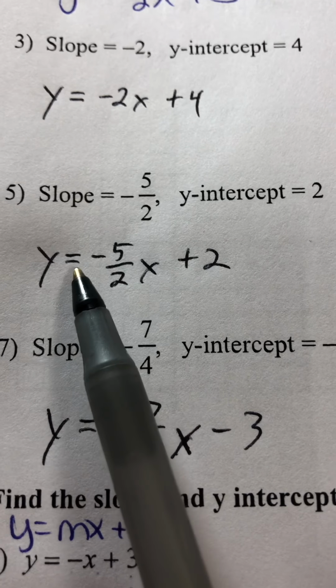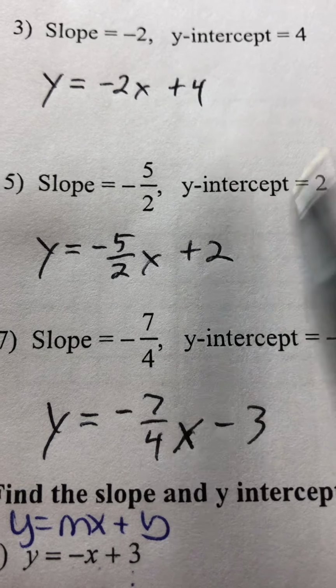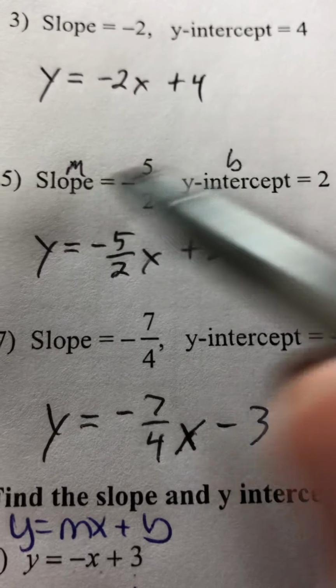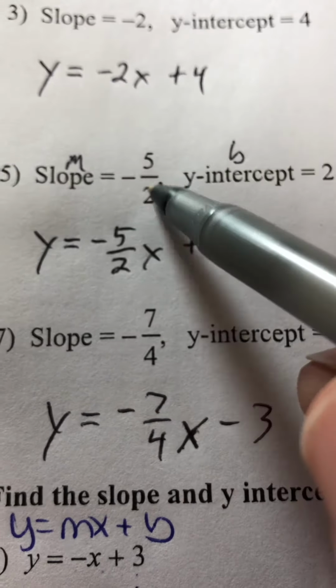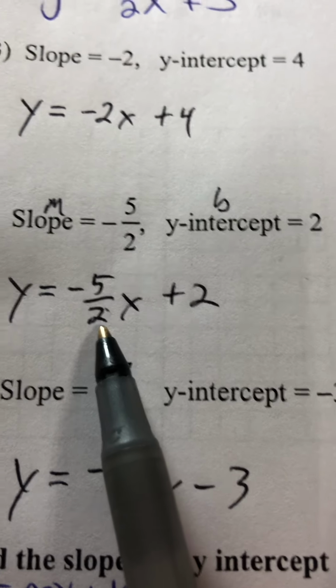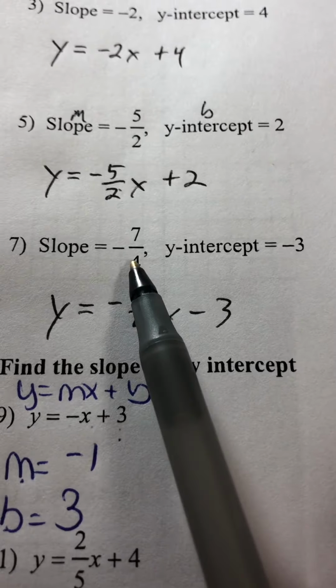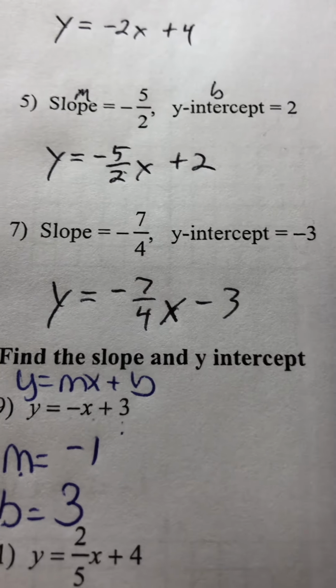This one, y equals mx plus b. Remember, your slope is your m, your y-intercept is your b. And we just plug this m in for that equation. We plug the slope in and we plug the y-intercept in. So it's a positive 2 back here, and this is a negative 5 over 2, and we just plug those in. For number 7, we do the same thing. We plug this in for m, and we plug this in. Now notice it's minus 3 or negative 3, so it's going to be minus 3 for my y-intercept.